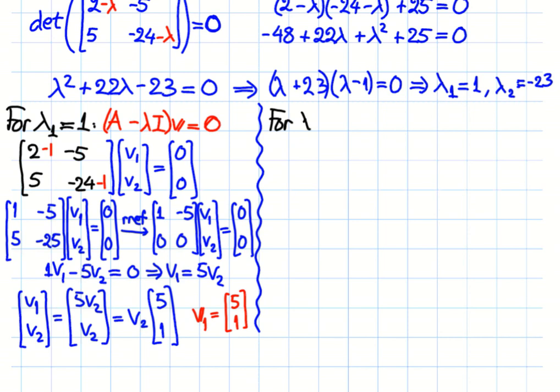Now we do the same thing for the second eigenvalue of negative 23. We have the matrix 2, negative 5, 5, and negative 24. We will subtract the eigenvalue. In this case, minus negative 23 is plus 23 on the diagonal. Sorry, all of a sudden I changed the color to blue for no reason.